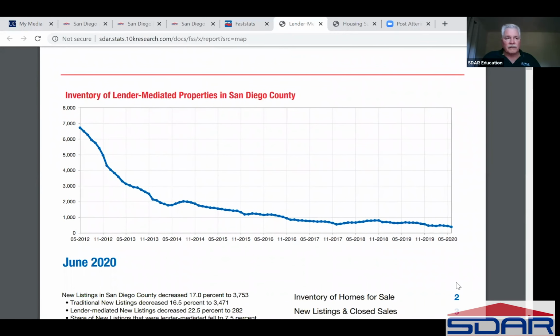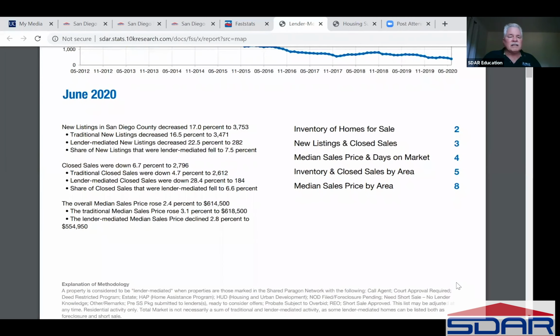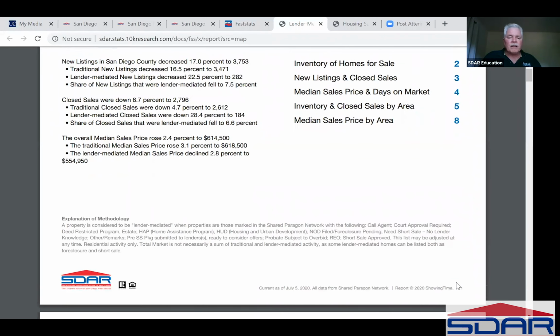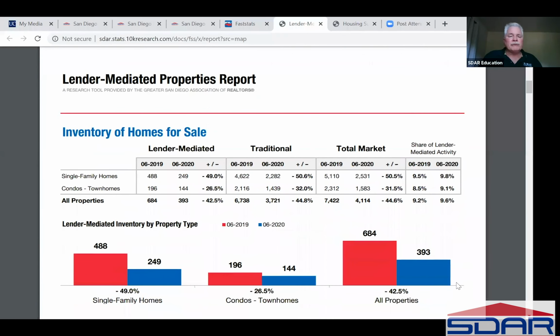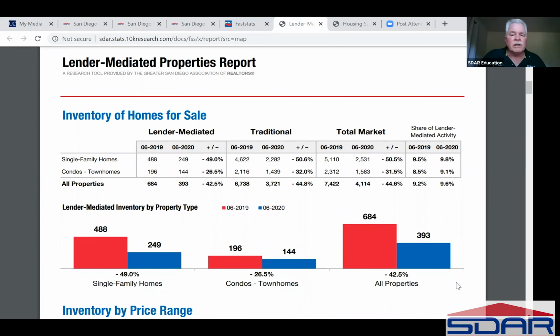Look at the numbers on this, okay? Here are my statistics again, along with the explanation. I like that, my lender mediated properties report. Here's my inventory of homes for sale. Look at my single family homes between June of last year and June of this year, down 49%. Well, of course, because they can't foreclose. So it's half, right? My traditional sales are down 50%, so almost the same number. And my total market conditions are going to be roughly about that again as well. So we have roughly the same 9.8% share of lender mediated activity.